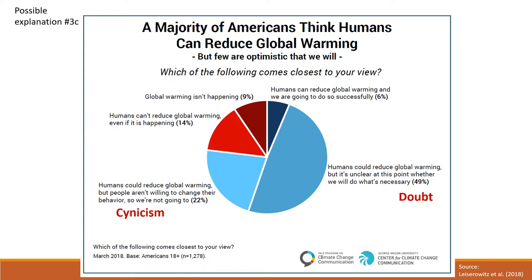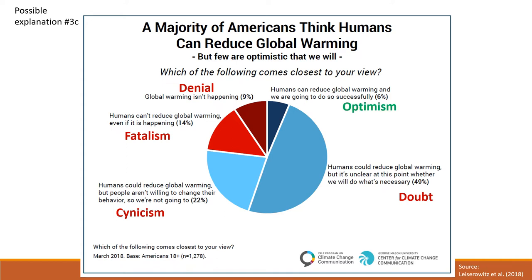The next group, next biggest group, is rather cynical, I would say. They believe that humans could reduce global warming, but people aren't willing to change their behavior, so we're not going to. Right? It's rather having given up on humans altogether. The next biggest group, humans can't reduce global warming even if it's happening. It's a rather fatalistic view, and no small proportion either. And then there's that smaller portion of people who is simply denying that there is an issue going on anyway, so why bother doing anything?